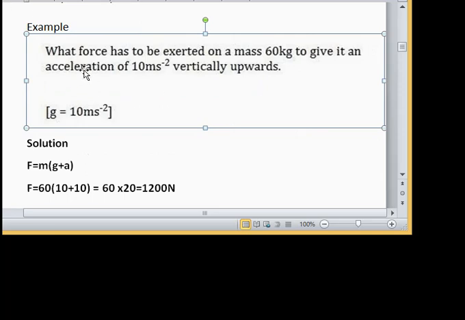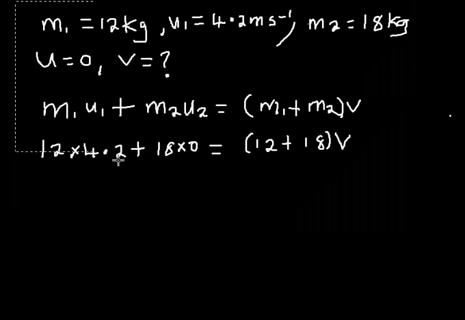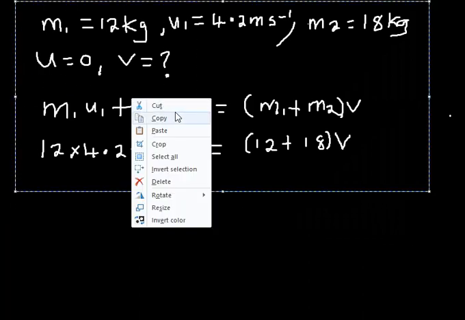Another question. What force has to be exerted on a mass of 60 kg to give it an acceleration of 10 meters per second squared vertically upward? This is more like what you get on an elevator. So of course, if that force needs to pull this mass upward, then definitely what you have is the acceleration plus the acceleration due to gravity. Mass times acceleration plus the acceleration due to gravity, right?